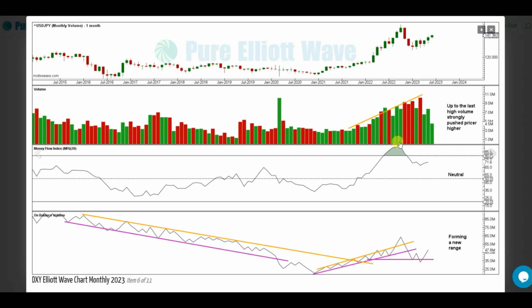Also see money flow reached overbought, supporting that top, and then unbalanced volume had a breakdown from this kind of long held range. However, it's a little weak with the steepness of the slope here. And since then, we are trying to form a new range with unbalanced volume.